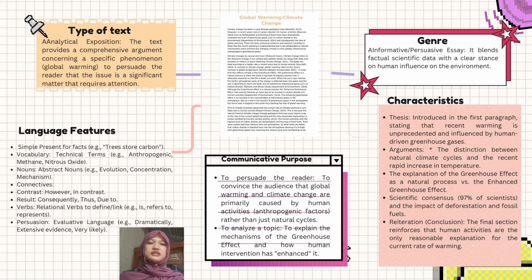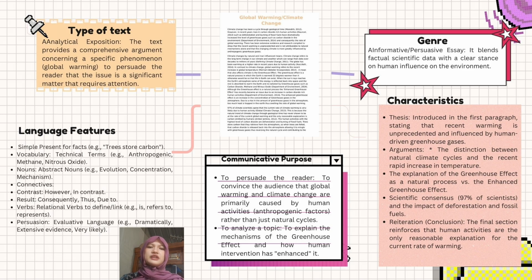The arguments contain the reasons and evidence supporting that opinion, and then the reiteration restates the writer's position strongly at the end. The example talks about global warming and climate change. Honestly, I think this is a strong example because the writer combines scientific information with persuasive argument. For example, the text mentions greenhouse gases, fossil fuels, and scientific consensus to support the idea of climate change, mainly focused on human activity.